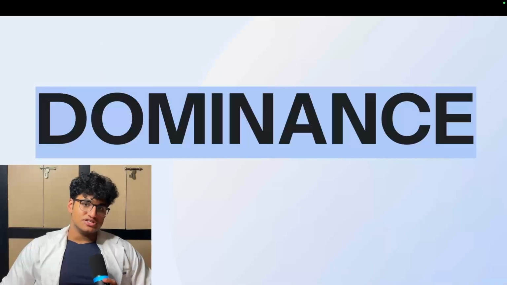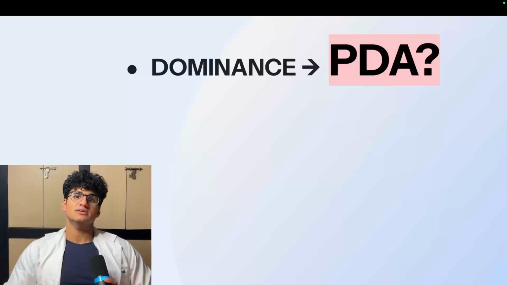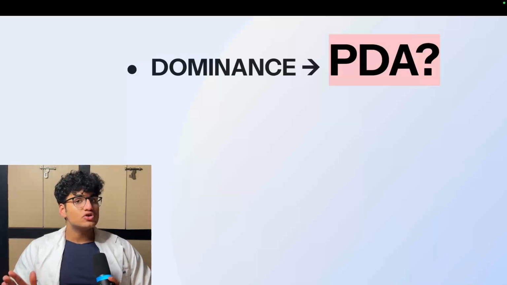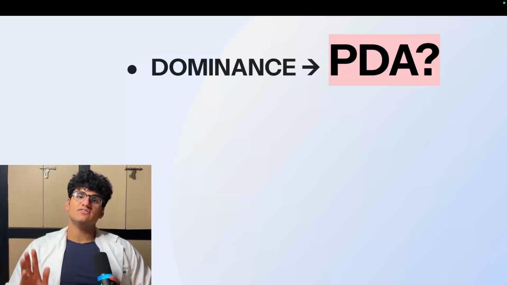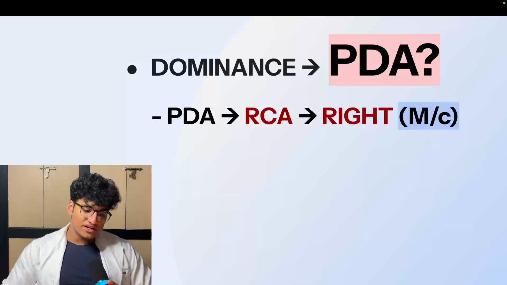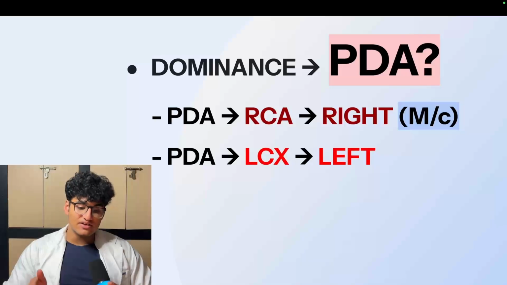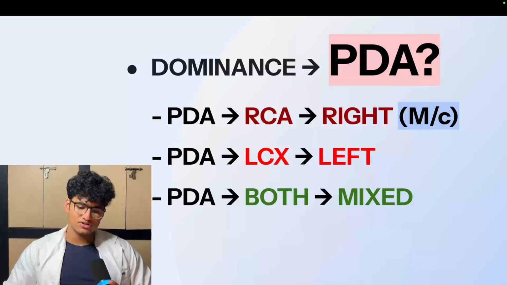Now let's come to the concept of dominance. The concept of dominance is actually very easy. However, लोग इसको बहुत overcomplicate कर लेते हैं. The basic concept that you need to know in this is that dominance is decided by the posterior descending artery. जो भी coronary PDA को as a branch देगी, that will decide the dominance of the heart. If it is the right coronary artery, then it is a right dominant heart. And if it is the left circumflex artery, then it is a left dominant heart. And in rare cases, it can also be a mixed dominant heart.